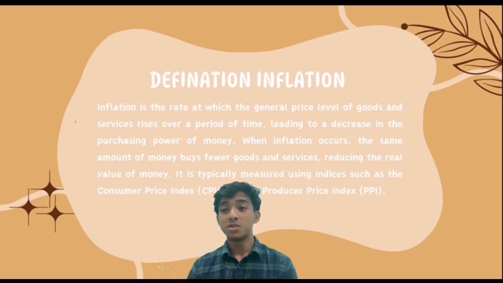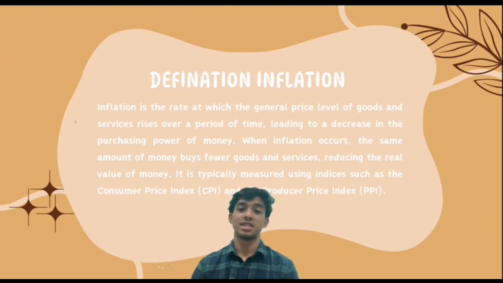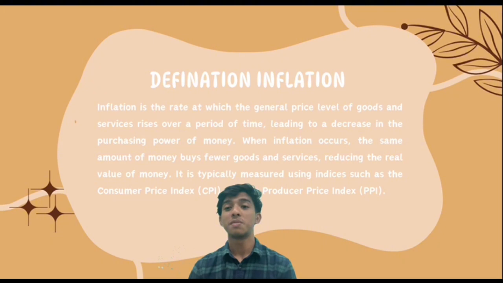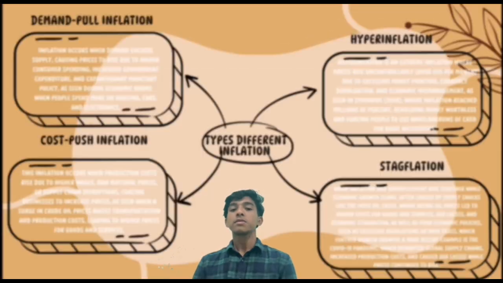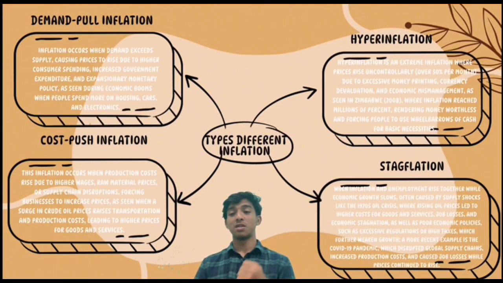It is typically measured using indexes such as the Consumer Price Index, which is CPI, and the Producer Price Index, which is PPI. So now I want to tell you about the different types of inflation. The first type is demand-pull inflation. Inflation occurs when demand exceeds supply, causing prices to rise due to higher consumer spending, increased government expenditure, and especially monetary policy.